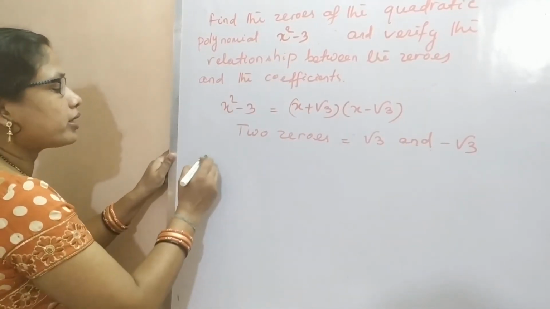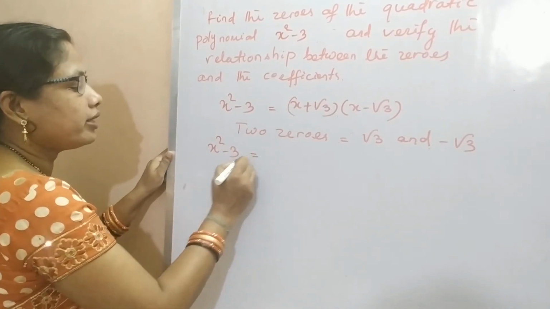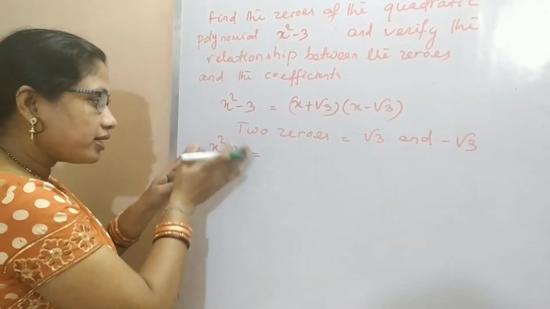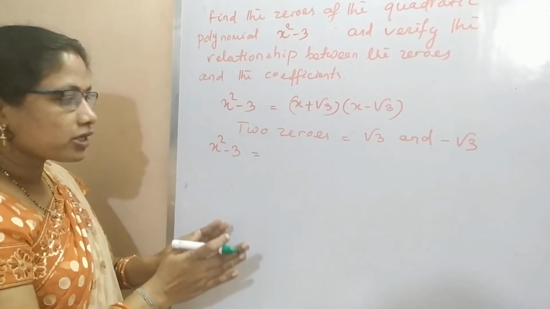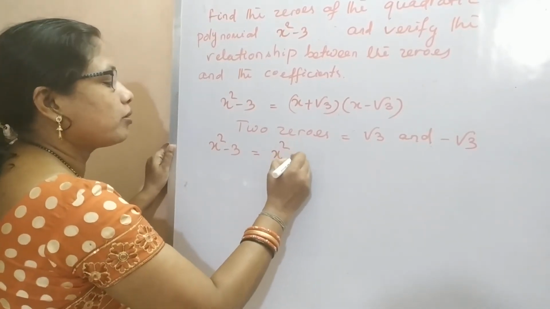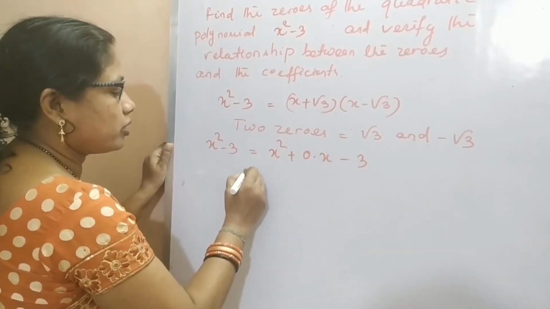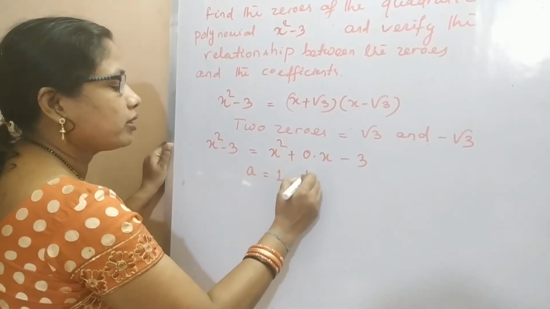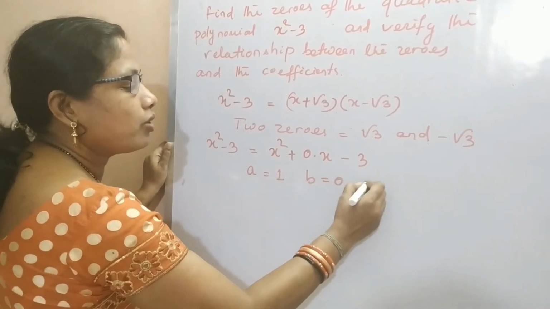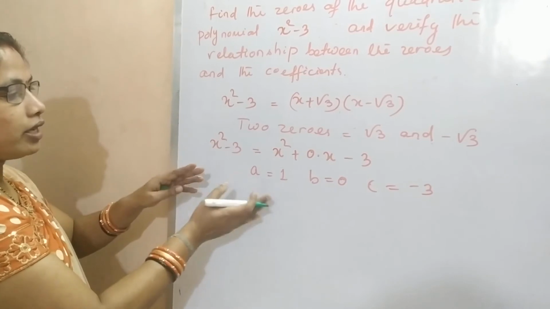Then we have to verify the relationship between these two zeros and the coefficients. Then our quadratic polynomial is x square minus 3. So we can represent this in the form of ax square plus bx plus c, that is x square plus 0 into x minus 3. So here a is equal to 1, b is equal to 0 and c is equal to minus 3. So then we will verify.